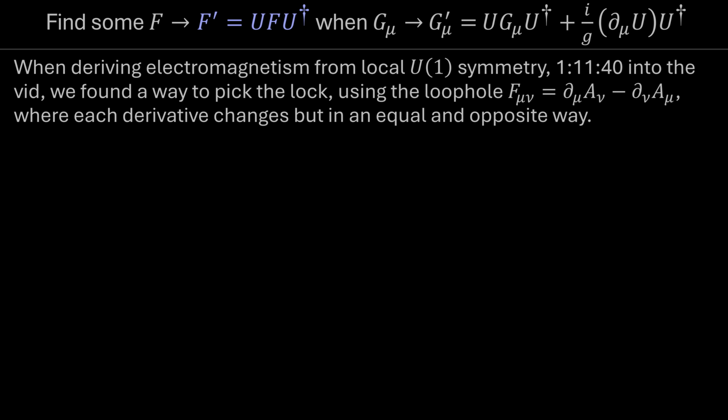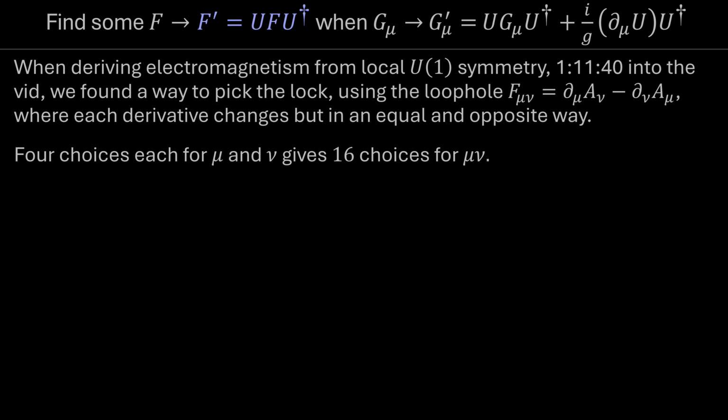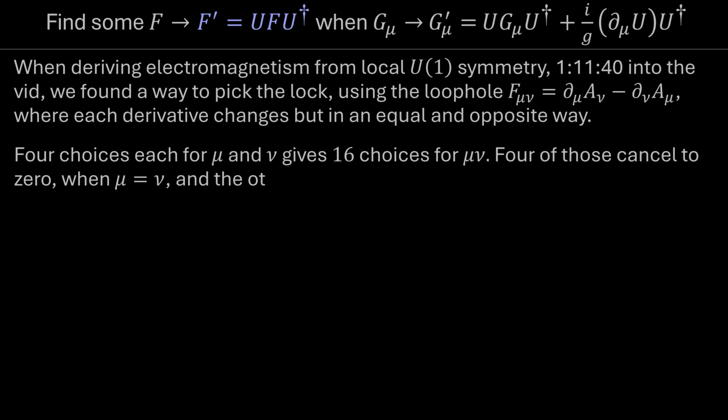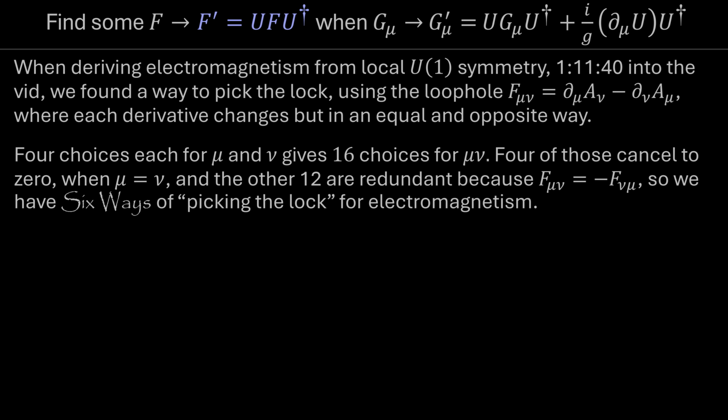And so in our lock and key analogy, this particular expression, these derivatives set against each other, are the specific key that's able to open the lock. And this isn't just some abstract mathematical thing, because we thought about, okay, what is this expression anyway? And we realized, as we talked about at the end of the last video, that we have 4 choices for the space-time indices mu and nu. So we have 16 choices total for mu nu, and then 4 of those cancel to 0 because when mu equals nu, you end up getting a thing that just cancels itself out. And then the remaining 12 terms are redundant because of the anti-symmetry, right? F mu nu equals negative F nu mu. And so those are what we've been calling the 6 ways.